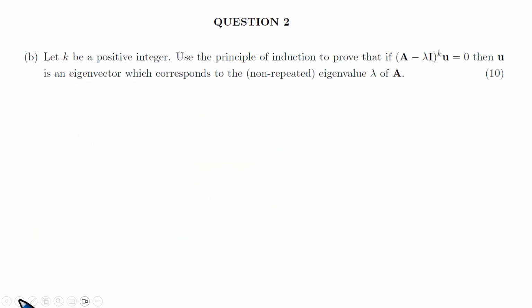Right, so at this point, we are talking about this: let k be a positive integer. Use the principle of mathematical induction to prove that if A minus that is 0, then U is an eigenvector which corresponds to a non-repeated eigenvalue. Okay? Right.